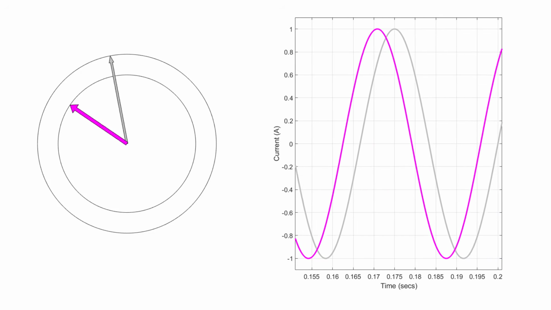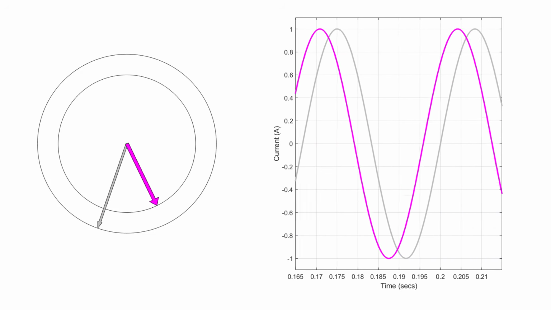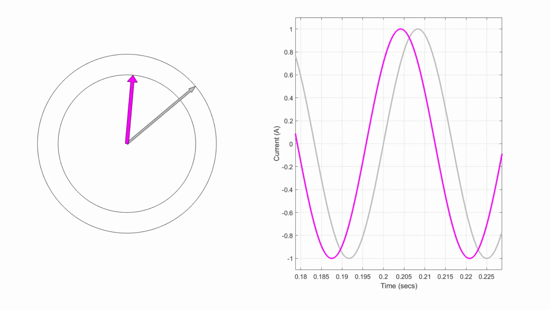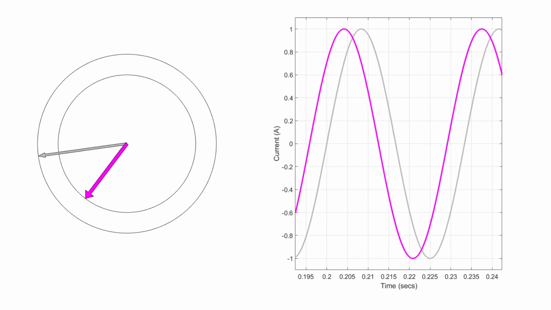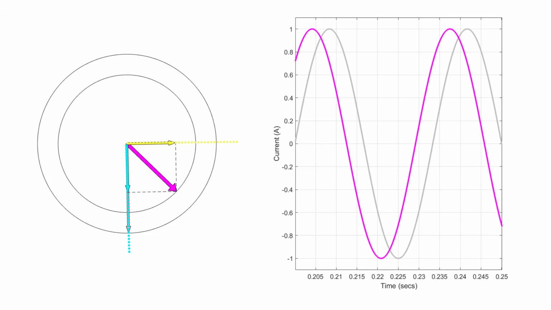Here's a trick to align these vectors orthogonally. We split the magenta vector into its components along these two axes. The one along the reference vector or rotor magnetic field is called the direct axis and often represented by the letter D.